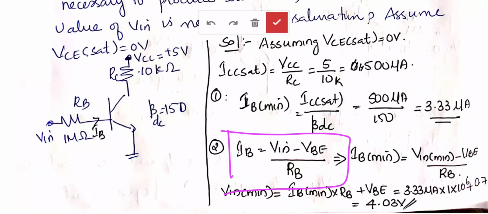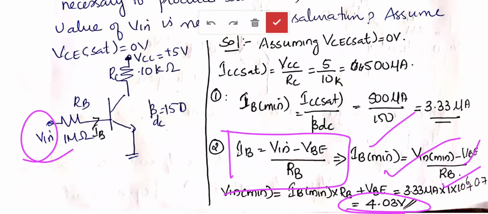So IB minimum is equal to (Vin minimum minus VBE) by RB. So IB minimum is known, VBE is known, RB is known. So after substituting, we can find what Vin is. Vin minimum we are getting as 4.03 volt. So that is the minimum voltage required to keep the transistor in saturation.